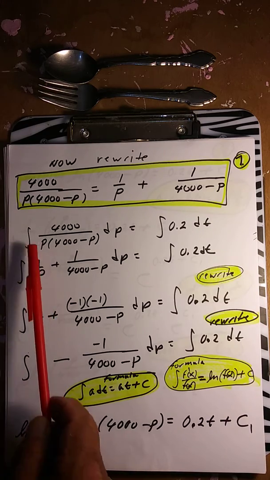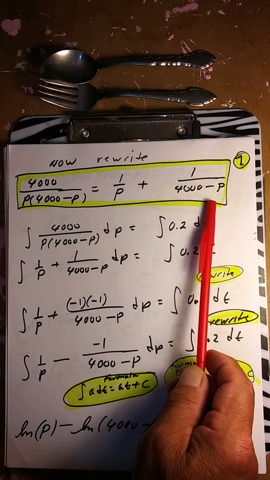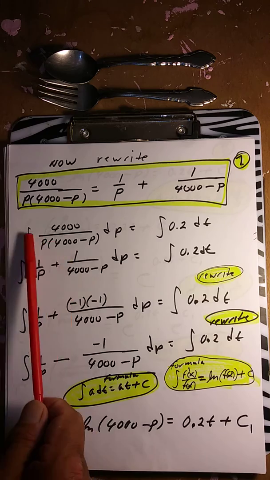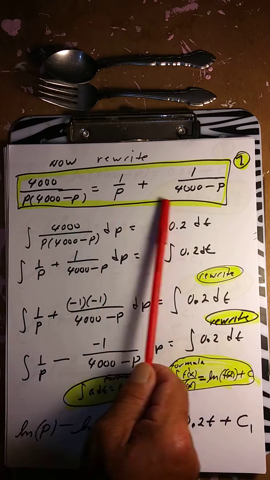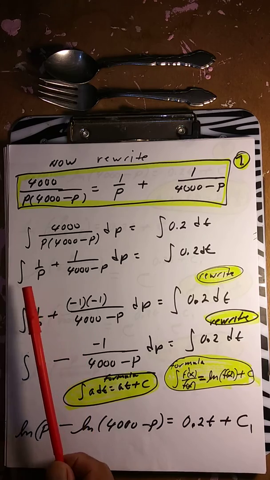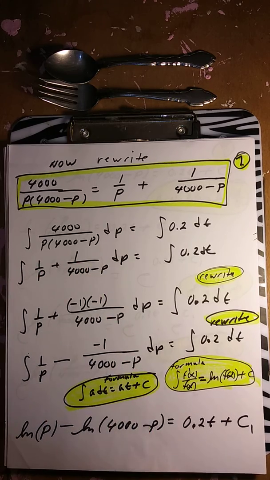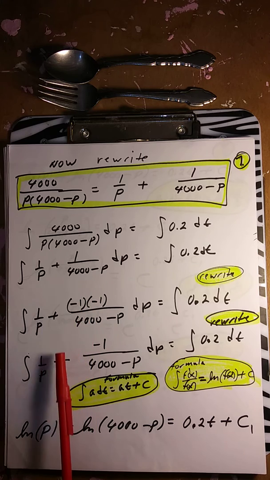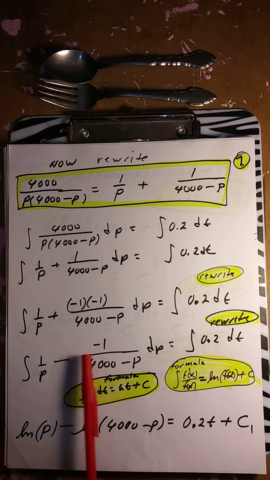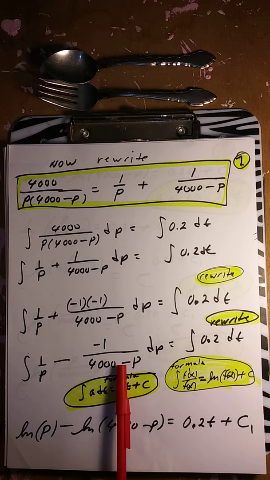I know that 4,000 over P(4,000 - P) equals 1 over P plus 1 over (4,000 - P). So let's rewrite this. The integral right here, the original problem, we're going to write using the partial fractions formula as 1 over P and 1 over (4,000 - P). Now, to integrate this, let's rewrite this. Negative 1 to negative 1 is 1. Bring the negative 1 right here, keep 1 over here. So now we have 1 over P minus negative 1 over (4,000 - P).